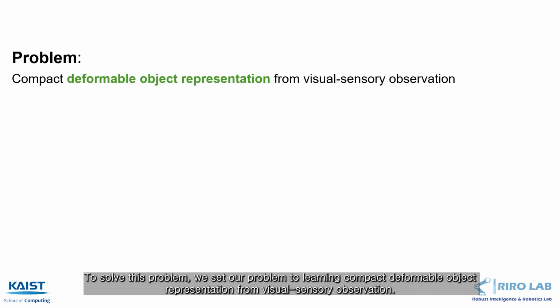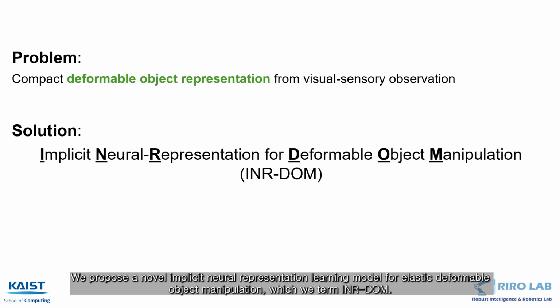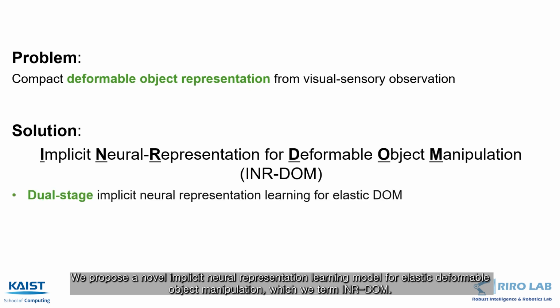To solve this problem, we set our problem to learning compact deformable object representation from visual sensory observation. We propose a novel implicit neural representation learning model for elastic deformable object manipulation, which we term INRDOM. INRDOM is a dual-stage implicit neural representation learning approach designed for elastic object manipulation.